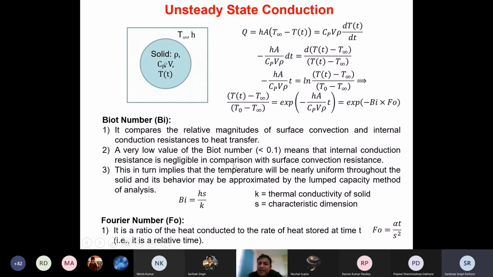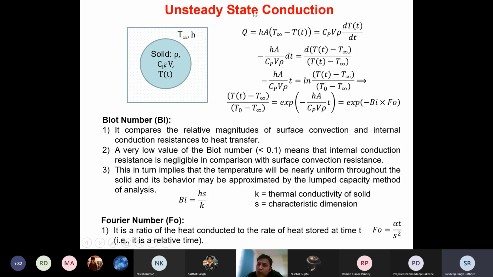Okay, so when the rate of heat transfer by conduction is significantly higher compared to the convection, then this Biot number is a smaller value. And whenever this Biot number is small, then we can assume that the temperature within the solid is uniform. So when the Biot number is less than 0.1, then we can assume that this assumption of internal resistance being negligible is valid.